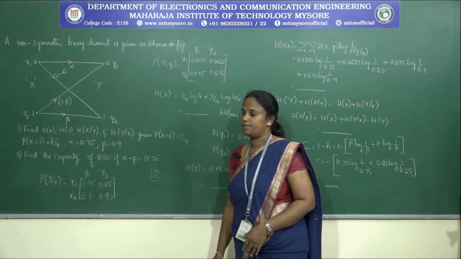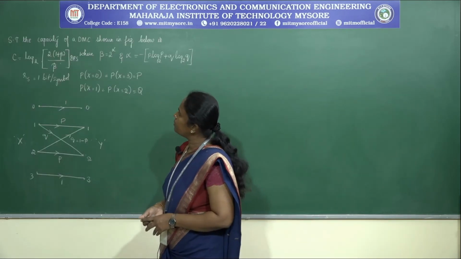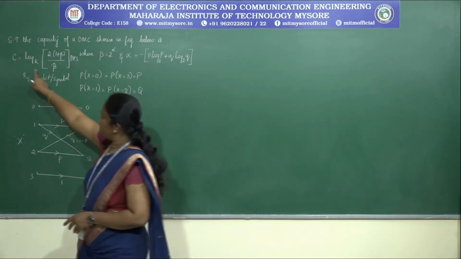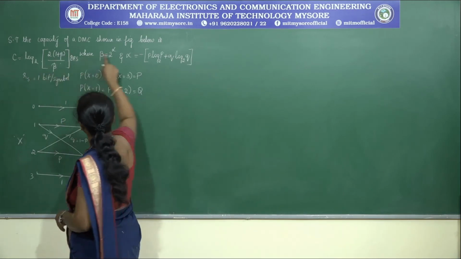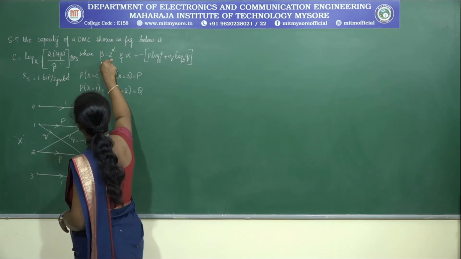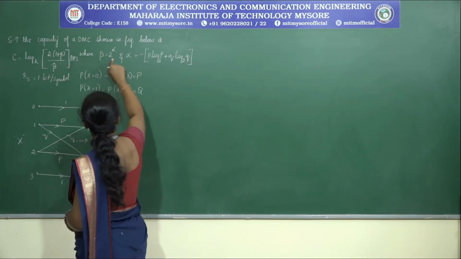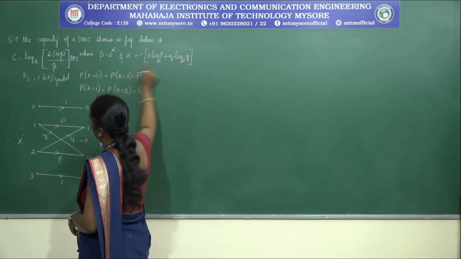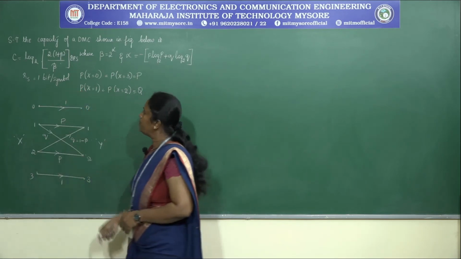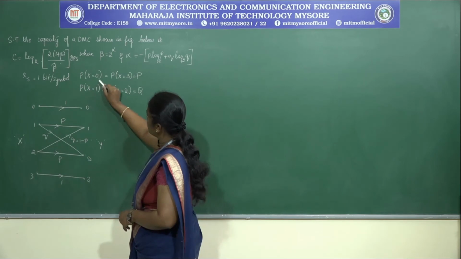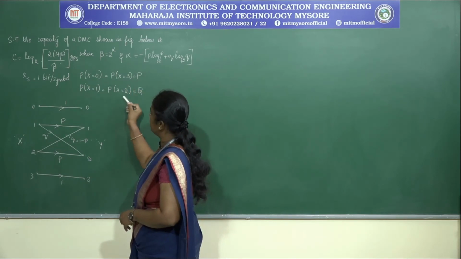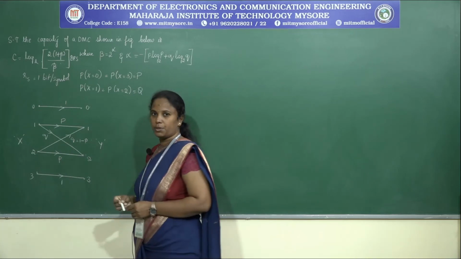If you simplify this, you will get the channel capacity. Next question: show that the capacity of a discrete memoryless channel, which is shown in the figure, is given by this equation, where you need to substitute beta is equal to 2 power alpha and alpha is equal to this value, given Rs is equal to 1 bits per symbol, and also P of x equals 0 and P of x equals 3 is equal to P, and P of x equals 1 and P of x equals 2 is equal to Q.